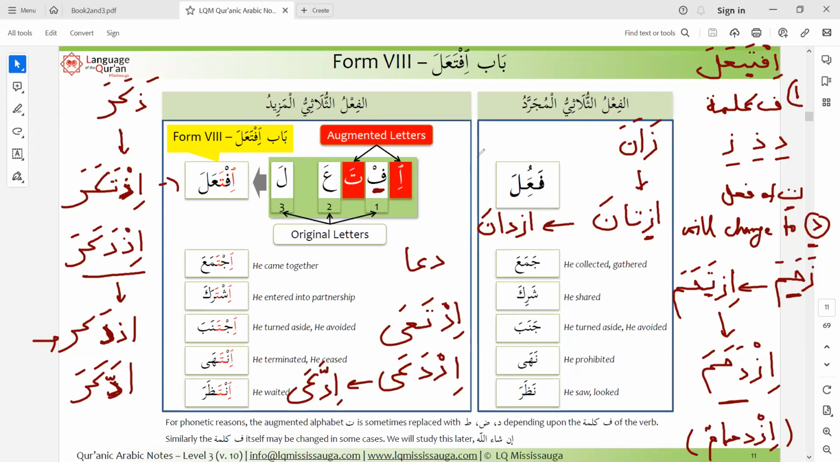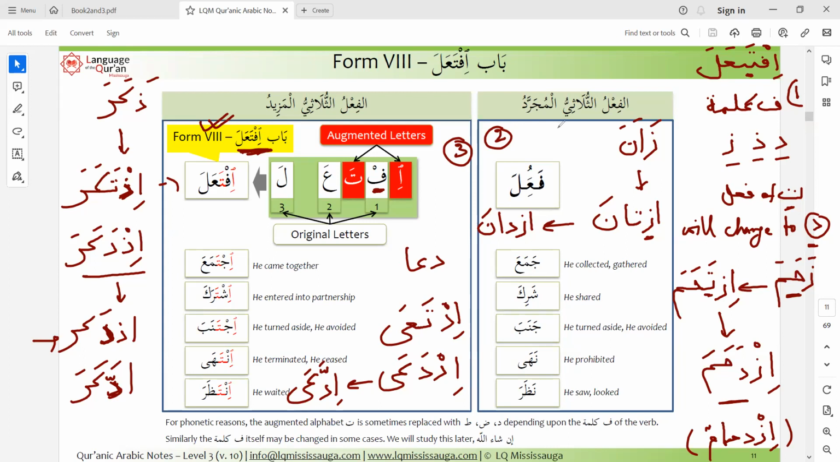Okay. In the next class, we will do two more conditions. There are 3 conditions with this, especially with this verb ifta'ala, which makes this very important among all these fail thulathi mazid. Okay. So no worries, inshallah, we'll do it in the next class. So I hope I was able to explain it in detail and in a fashion that you were able to understand.